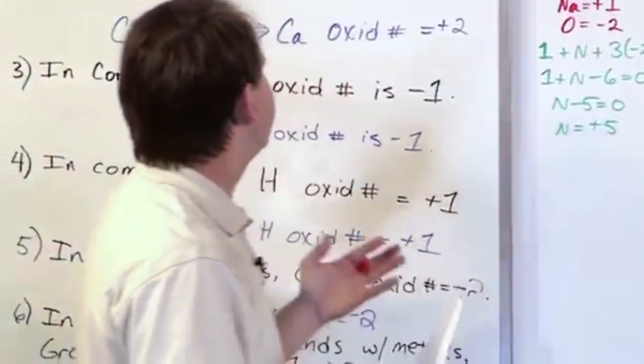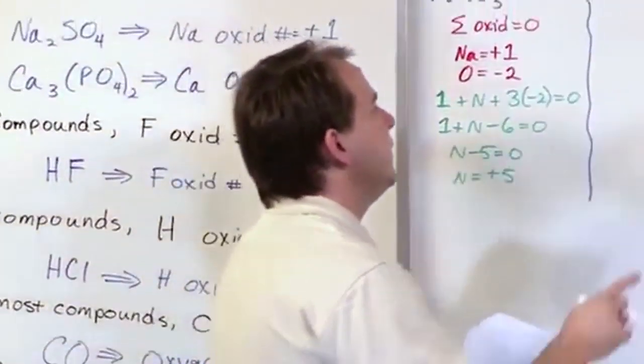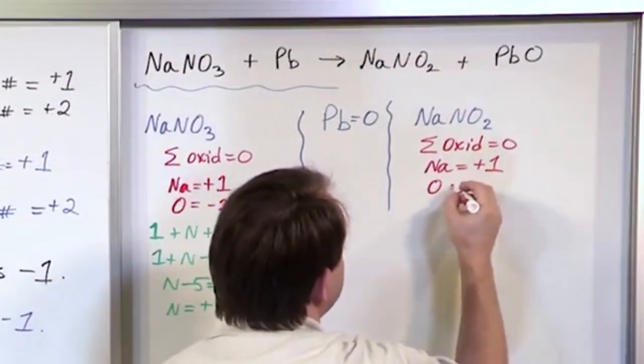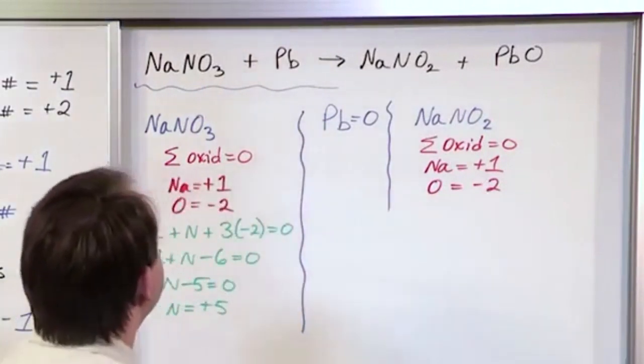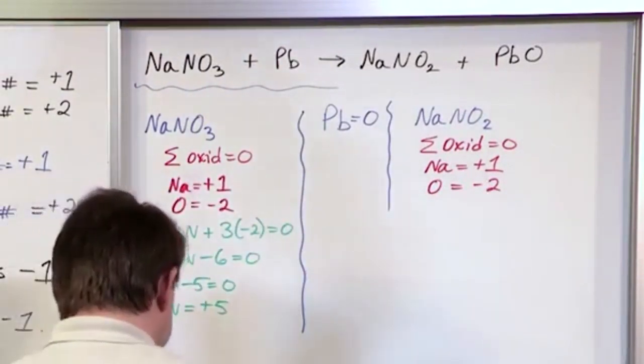Then we go down the list again. Do we have any fluorine? Do we have any hydrogen? But we do have oxygen. So oxygen is going to be -2. And we ask ourselves, do we know enough to finish solving this one for the unknown?